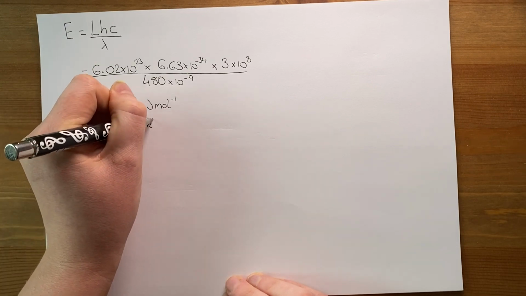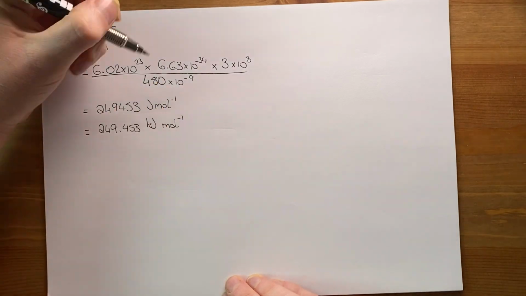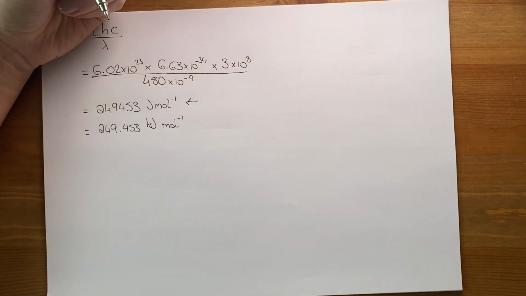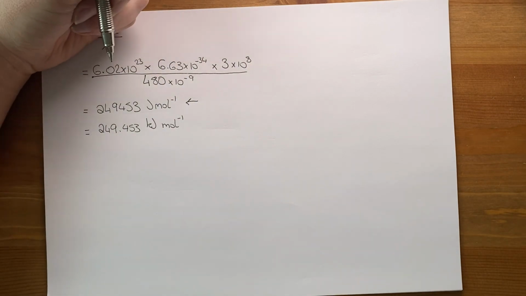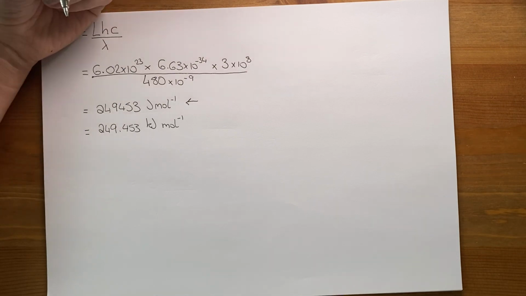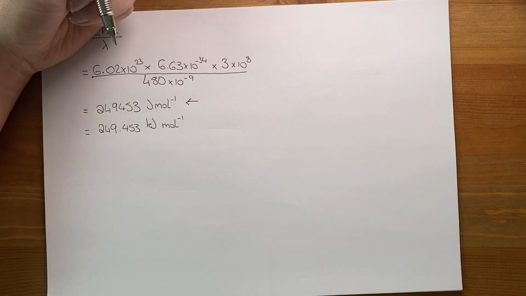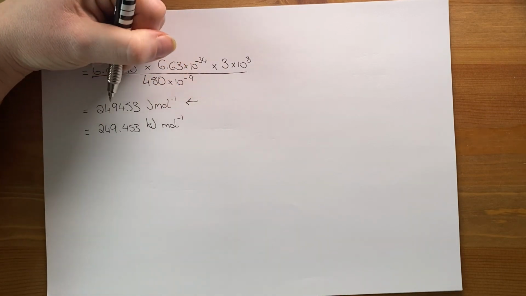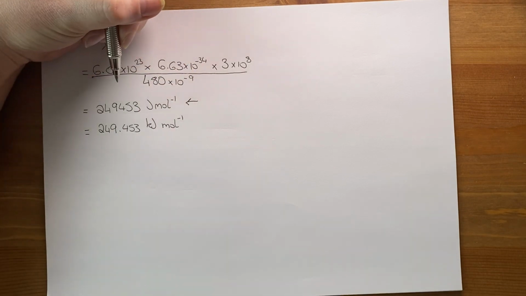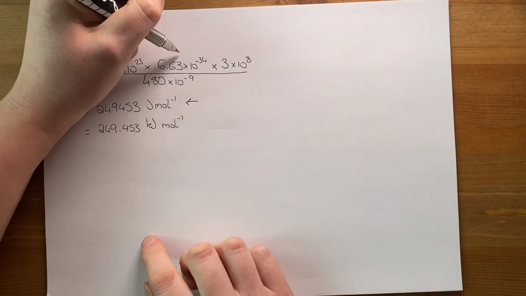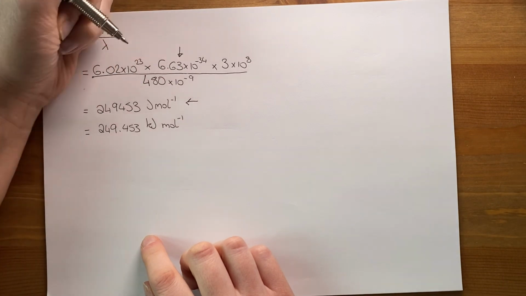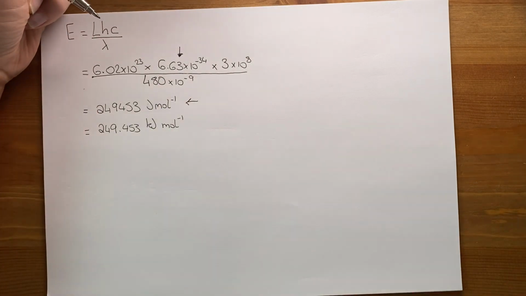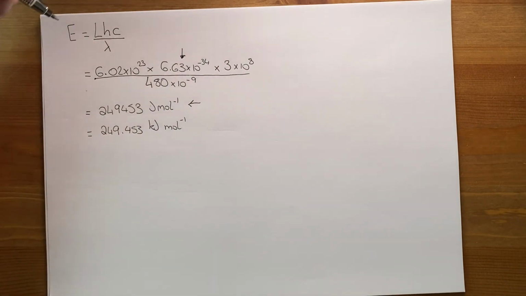249.453 kilojoules per mole. Now, it's quite important: if you gave me this answer in joules per mole, and the question didn't specify the units, then that would be fine. Sometimes the question specifies kilojoules per mole, and if it does, it is looking for you to be able to divide by 1,000 to get that into kilojoules per mole. The reason this is in joules per mole is, remember, Planck's constant has joules in its units, so it's not in kilojoules, it's in joules. And so that's where we get this from.